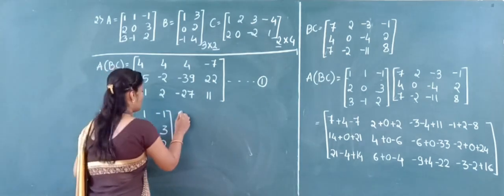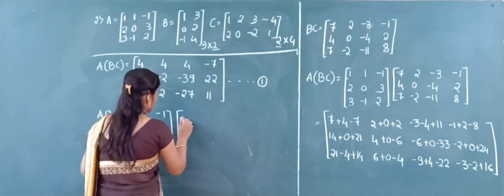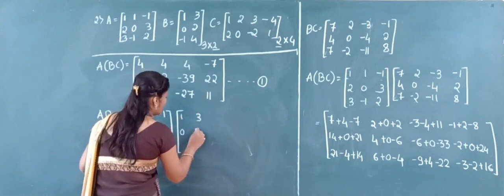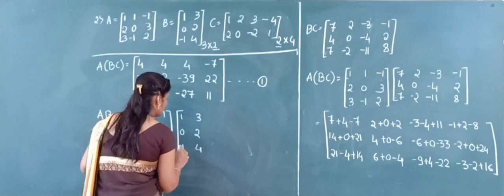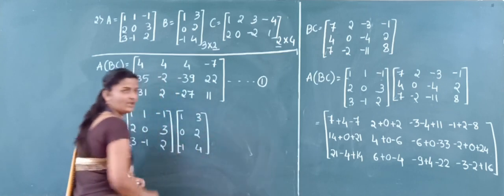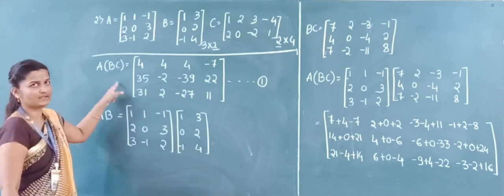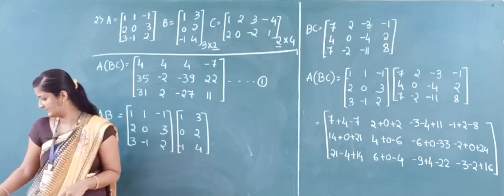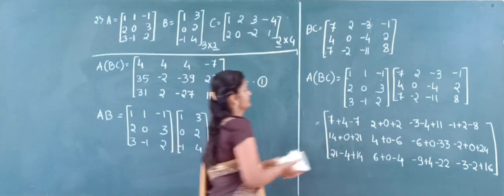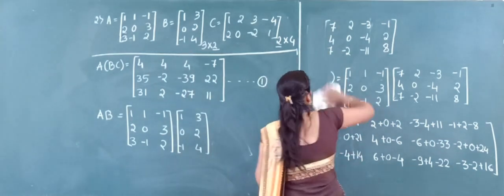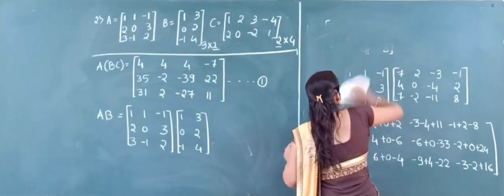Next, our B matrix: 1, 3, 0, 2, minus 1, 4. I have to multiply A to the B. I will rub that one, and I will keep A into BC as it is for further reference. So, please note down all these one by one.